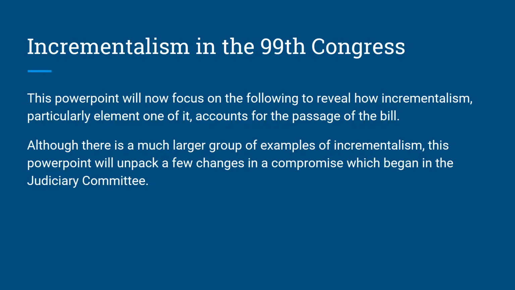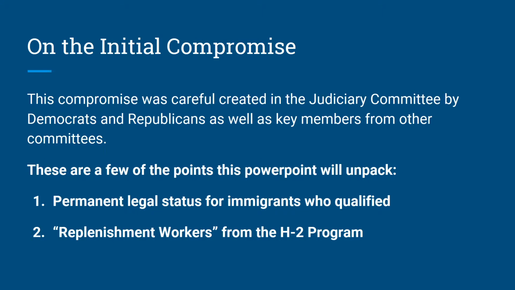Now, in the 99th Congress, we will look at a compromise created in the Judiciary Committee. Two proposals in particular were the most instrumental in the passage of this reform. The first is legal status for immigrants who apply. The second is replenishment workers from the extended H-2 worker program. In principle, both provisions were maintained. However, the wording of each provision was incrementally changed to favor various opposing interests.